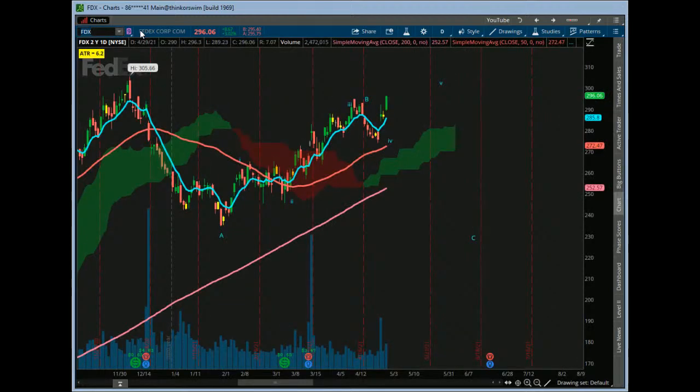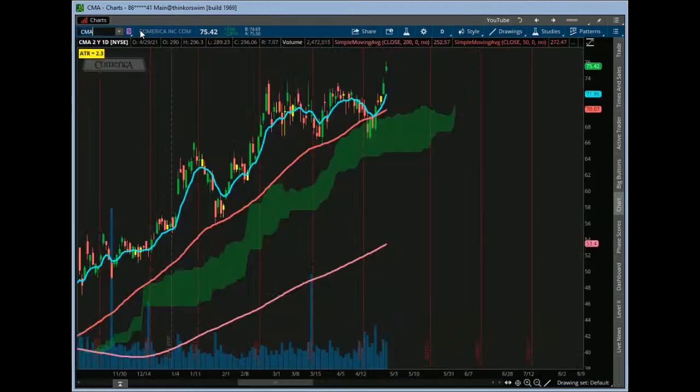FedEx, let's take a look. FedEx with the inside day up today. It didn't care today. I think UPS is strong too. See if we can continue to get some follow through on that one. CMA, Comerica with a gap up and held the prior pivot, so nice stuff there.